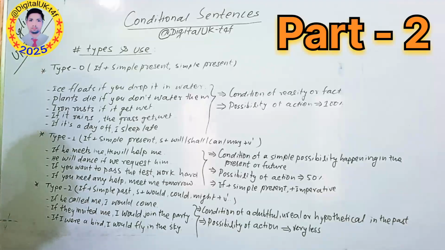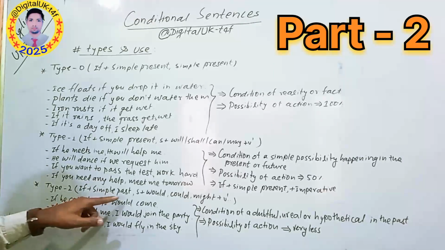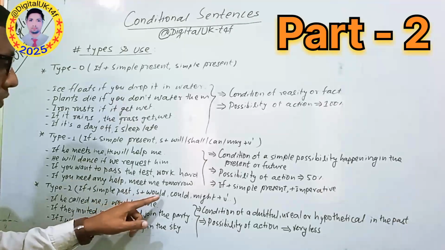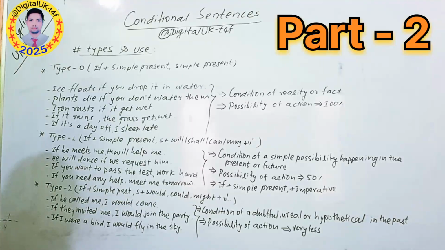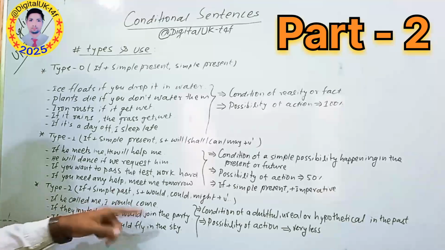Let's discuss type 2. The structure of type 2 is: subject plus if plus simple past, and then subject plus would, could, might plus verb. This is a structure that we should set up in our mind. And these sentences will also make us clear about the same structure. If he called me, I would come. If he called me, I would come.